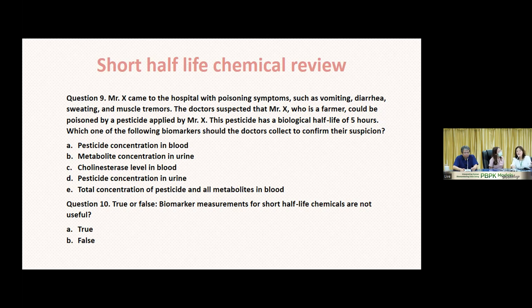And then the metabolite in urine, again, in a hospital setting, you may not be able to get urine. This is probably general information you may not have: a lot of pesticides have the same metabolite. So even if you get it, you don't know which pesticide. And just like the question that Professor Som answered earlier, the most direct measurement is the cholinesterase level to confirm that he is poisoned.